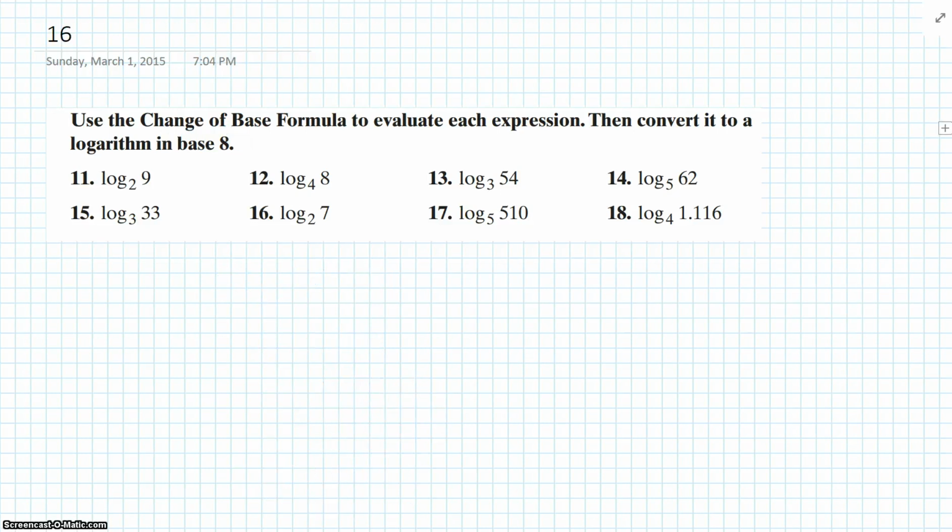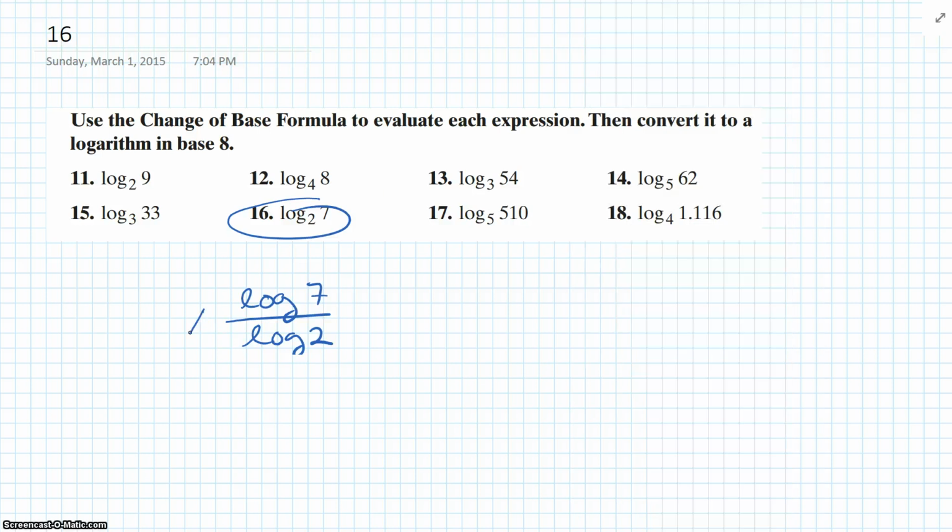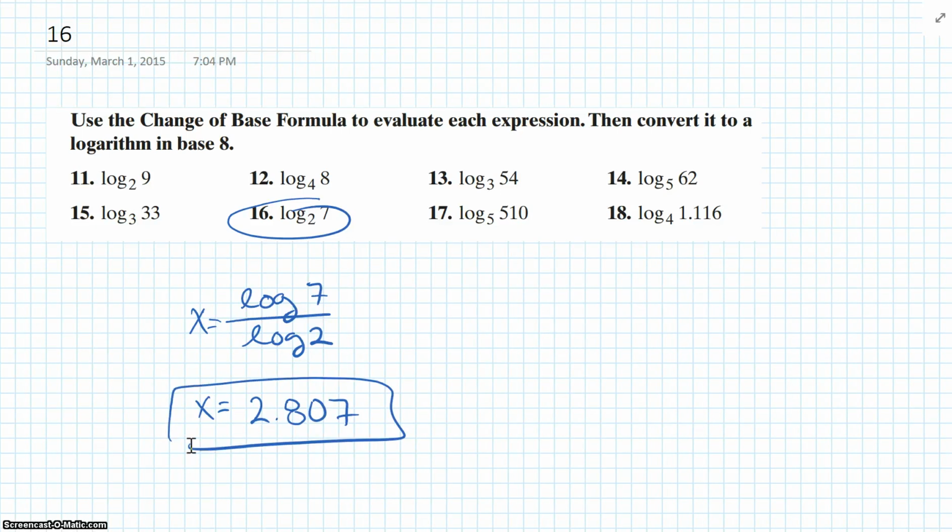Next one. Number 16. So I've got the log of 7 divided by log of 2. So log of 7 is 0.845 divided by the log of 2, 2.807. So x equals 2.807. All right, moving on.